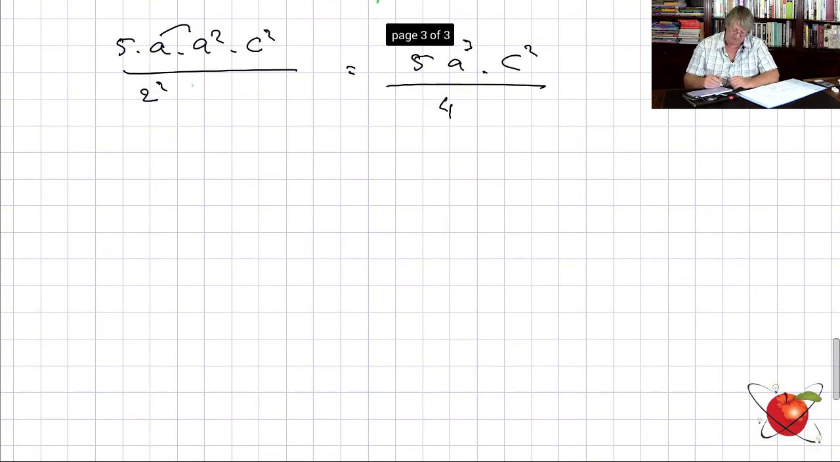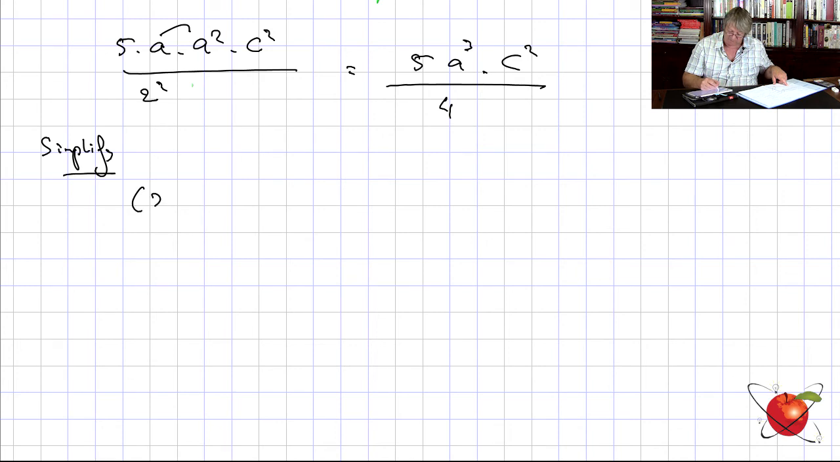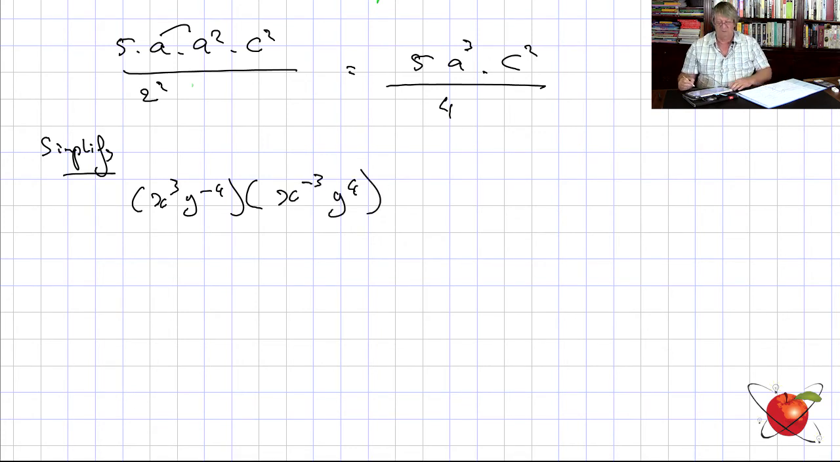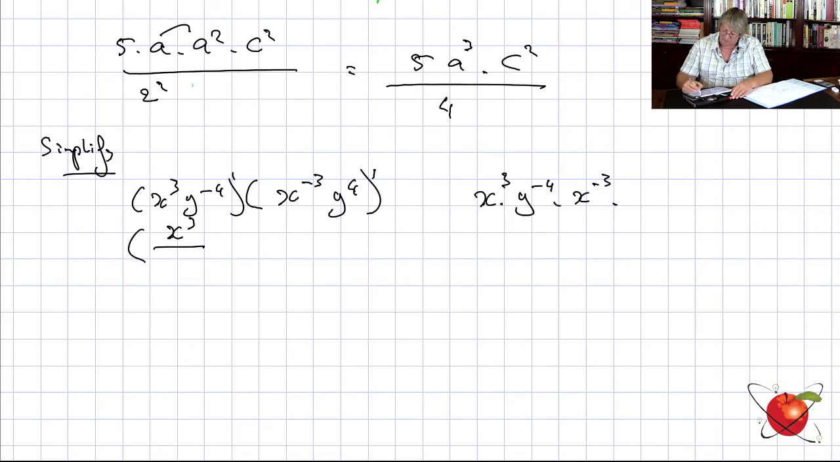Here's another simple one. Simplify x cubed y minus 4 multiplied by x minus 3 y 4. Remove the brackets. How are we going to remove the brackets? First of all, what do we do inside here? x3, there's a 1, by the way, inside the brackets. So if I remove them, it becomes x3 y minus 4, x minus 3 y 4.